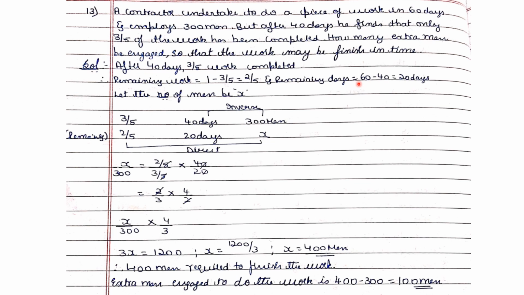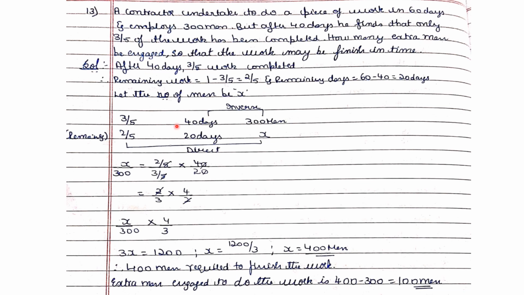You had 60 days in total. Within 60 days, after 40 days, they had completed 3/5 of the work. So 60 minus 40 becomes 20 days. Only 20 days were remaining, and finally 2/5 of the work was remaining to complete within those 20 days.